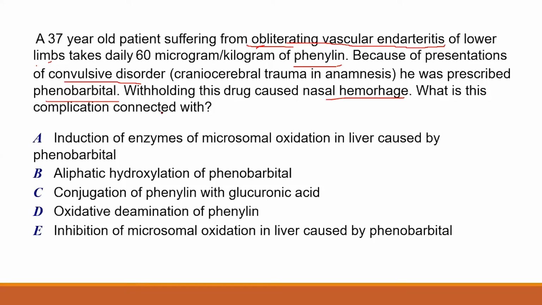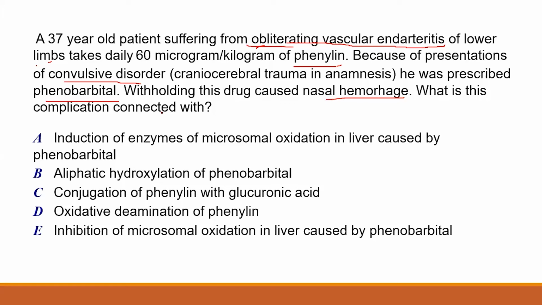And how does it carry out its mechanism? It induces liver microsomal enzymes, which results in an increase in metabolism and a decreased anticoagulative response. So basically, because of the convulsive disorder, the patient was prescribed phenobarbital, and the patient started having bleeding. What is this mechanism of action?